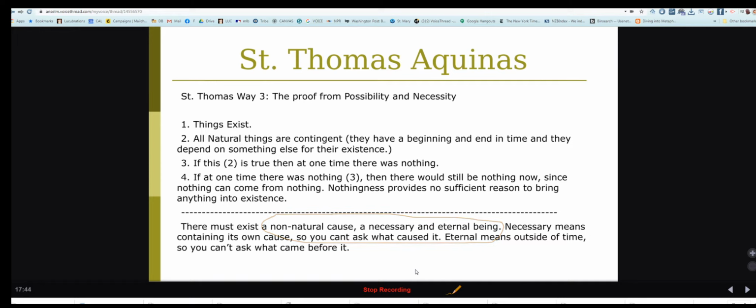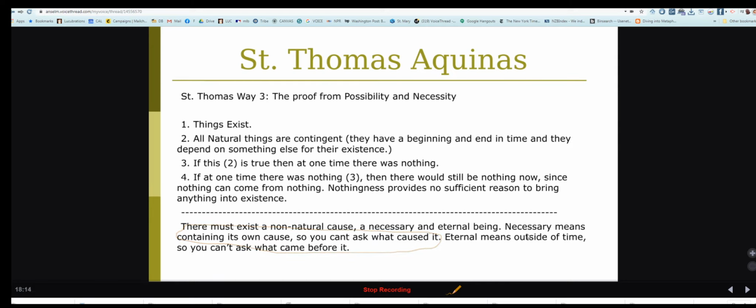So we have to posit an exception to the rule that everything is contingent, and we have to believe in a different type of reality, a necessary and eternal being. Necessary means it contains its own cause, so you can't ask what caused it. You can ask what caused the Big Bang and where did it come from, because it's just a natural physical event. But God contains his own cause. That's what necessary means. And therefore you can't ask what caused it.